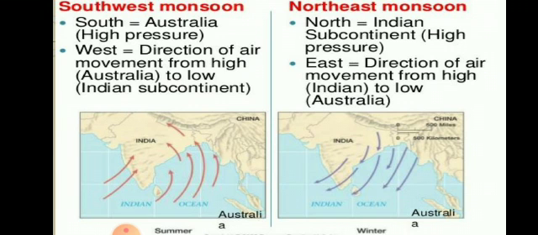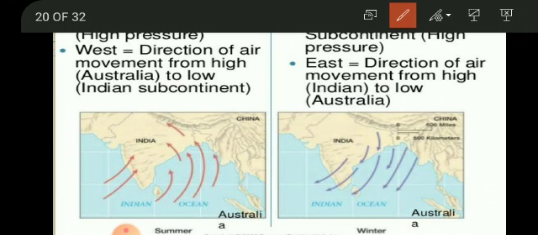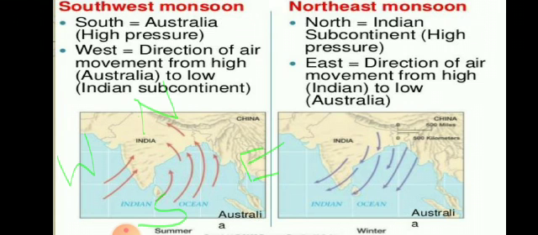Now southwest monsoon and northeast monsoon. We will just have a look at this picture. It is not given in the textbook in such detail. Now when we talk about southwest monsoon, you know the direction very well. This is the north direction, this is south direction. Here it is west and here it is east. Now in the south, we are having Australia.